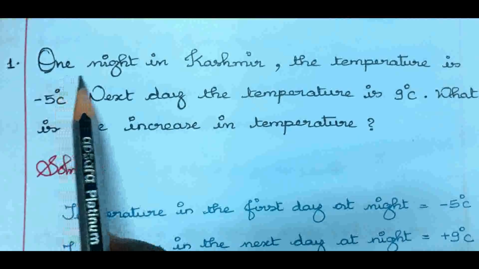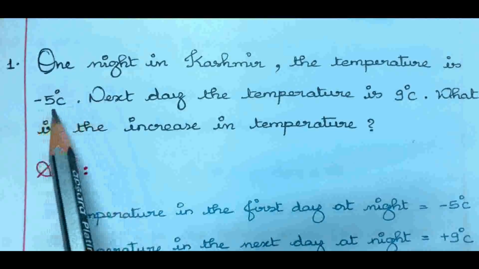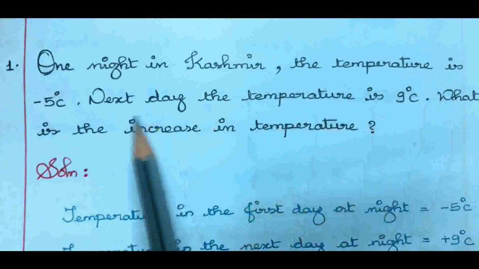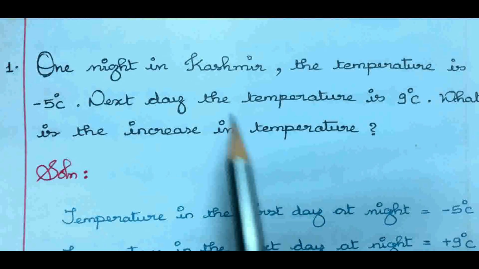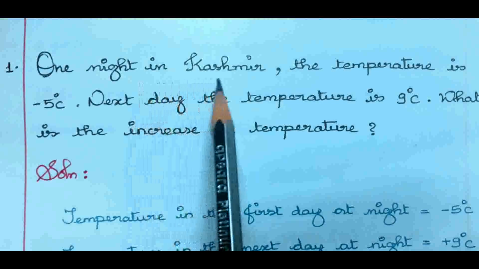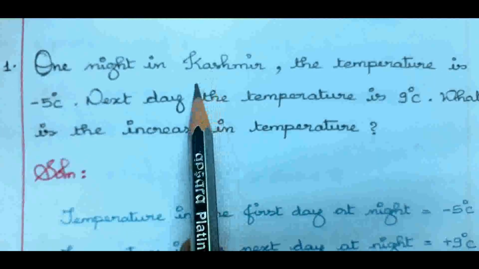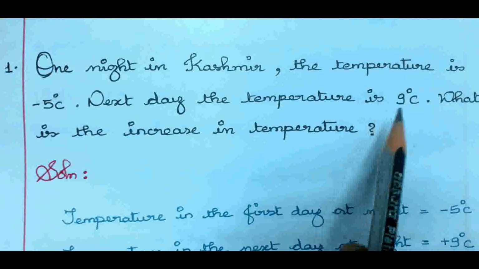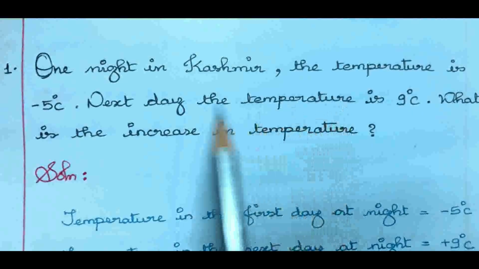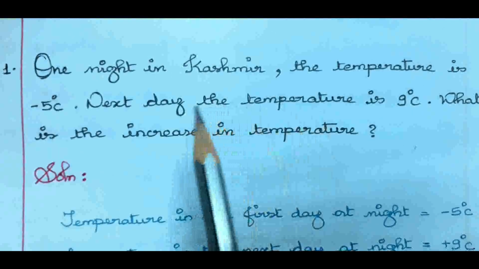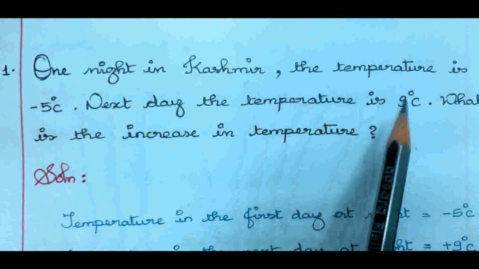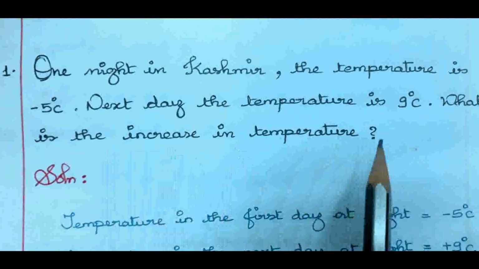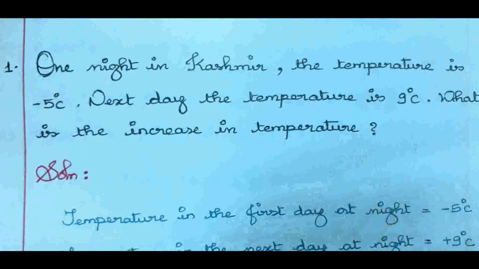This is the first question. One night in Kashmir, the temperature is minus 5 degrees Celsius. Next day, the temperature is 9 degrees Celsius. What is the increase in temperature? Clear? While seeing this, you can find the changes, right? If it is from minus to plus, it means that it is increasing. So now the question is, what is the increase in temperature? Shall we go with it? Yes. Solution.